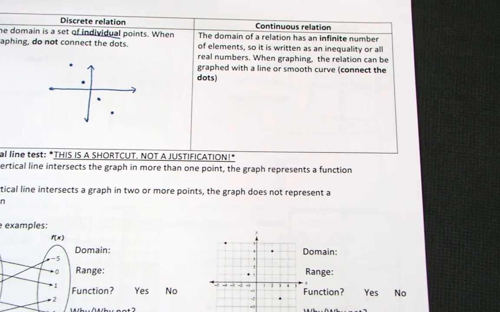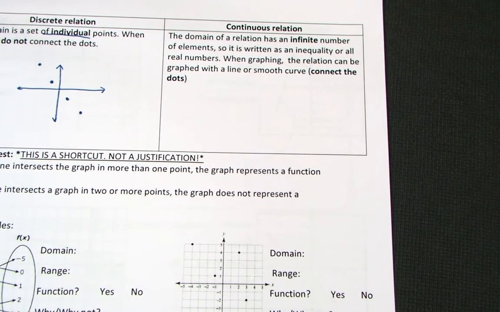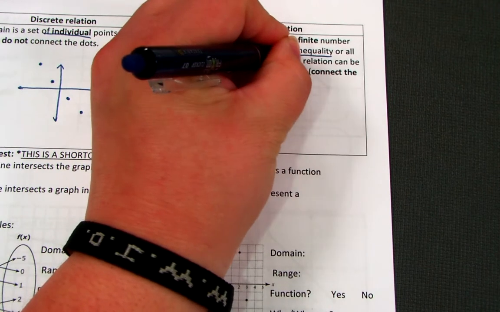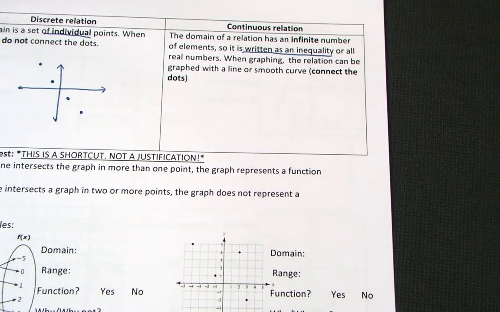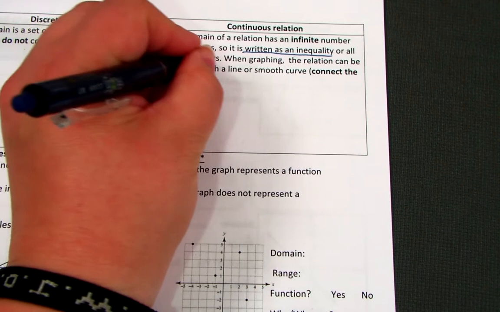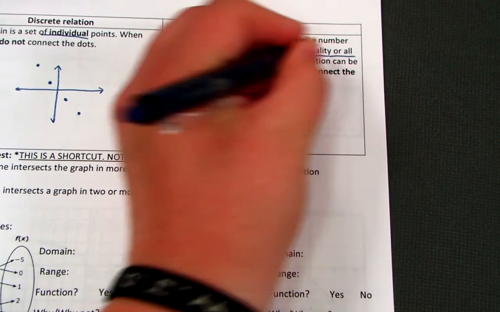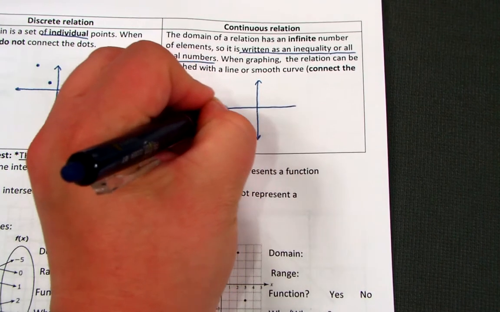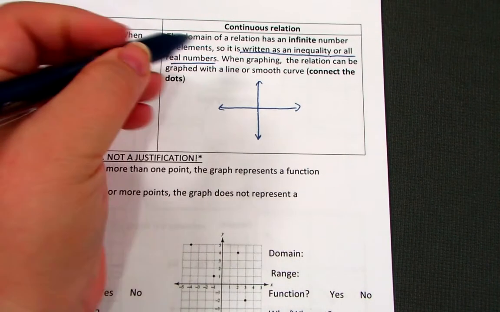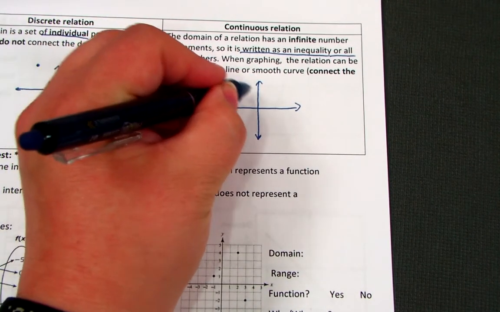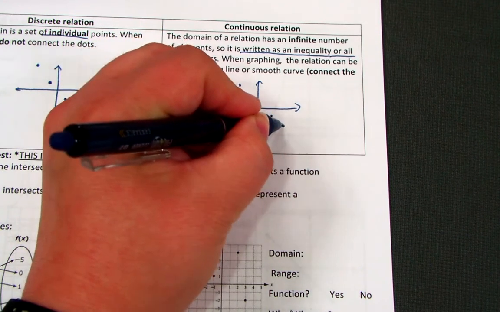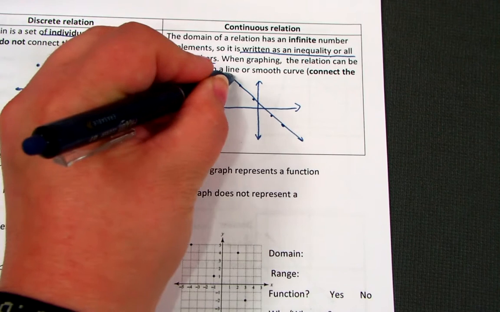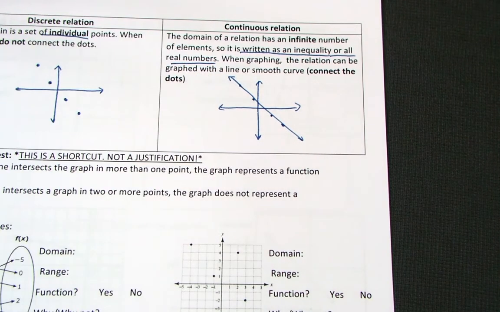A continuous relation, though, has actually an infinite number of dots. And so we write the domain and the range of those as an inequality, or it can be written as all real numbers, because we can't possibly list all of the different values in that domain or in that range. So you may start out plotting points like what you did in Algebra 1, but you're actually connecting all of the dots because it's a function or a relation that's continuous.